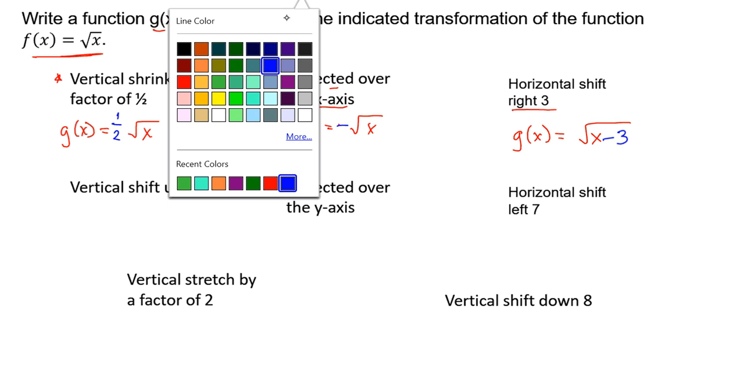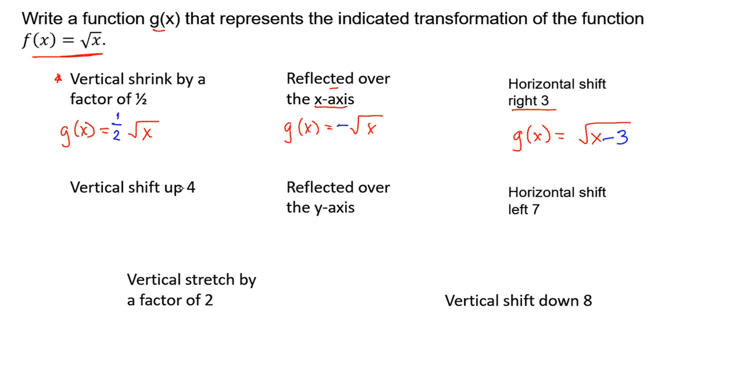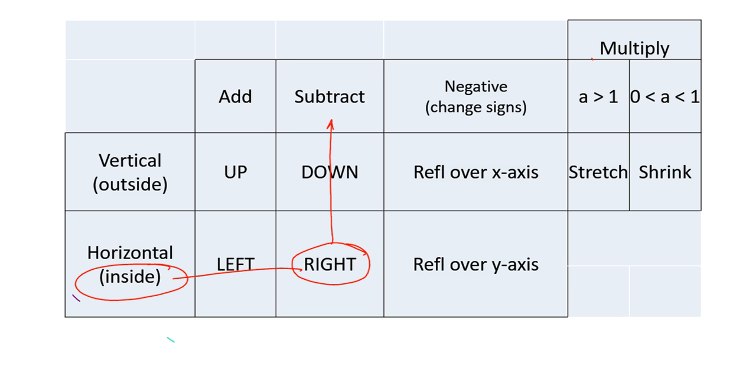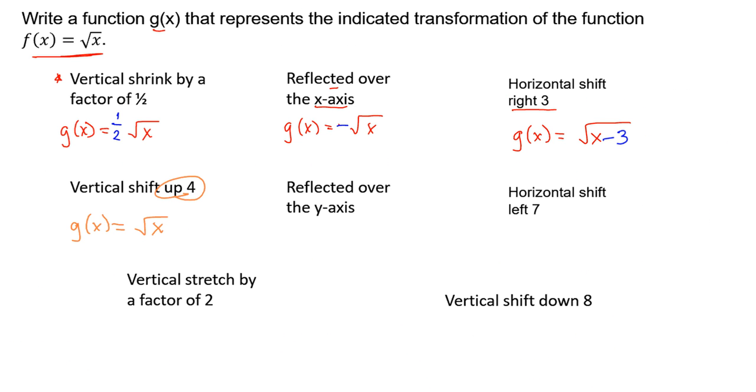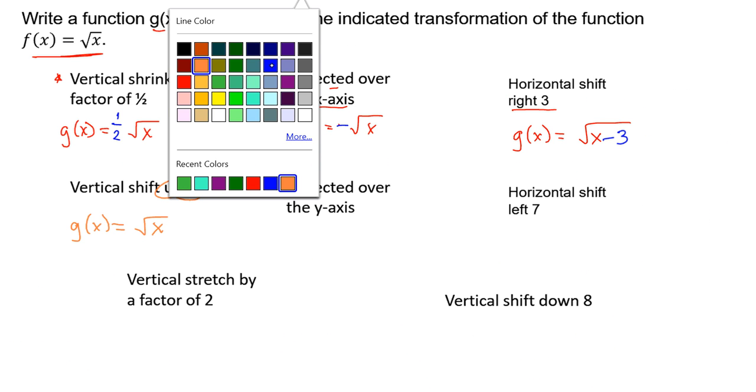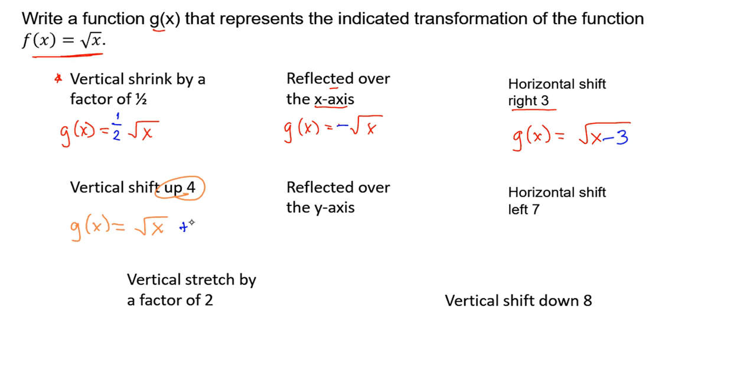Vertical shift up 4. I'm going up 4, so I'm going to start with my original function. Look back at my cheat sheet. If I want to go up, that means I need to add outside. I'm going to go plus 4, sorry.